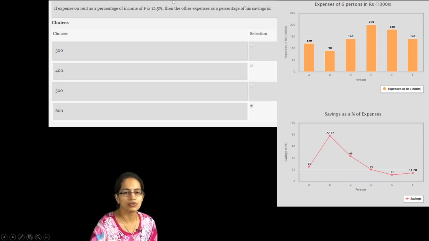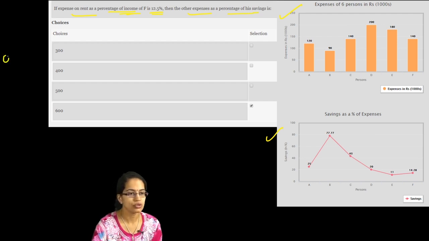Now here we have two graphs that are given. One of the graphs talks about the expenses, the other talks about saving as a percentage of expense. Now we have the question: the expense on rent as a percent of income is 12.5. Then the other expenses as a percentage of saving, so other expense as a percentage of saving into 100 is what we have to find out.